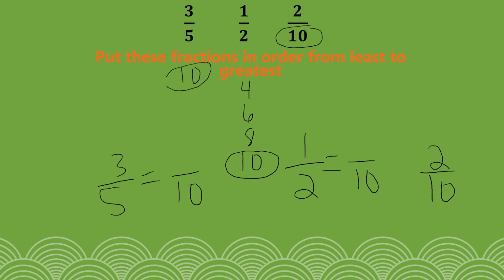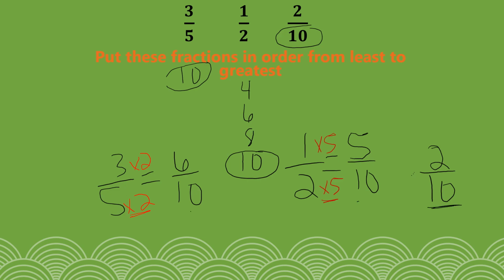Okay, so looking at 3/5, how did you make 5 become 10? 5 times 2. What you do at the bottom, you do to the top. 3 times 2, 6. Okay, then 1/2. My 2, what did you multiply 2 by to get 10? 2 times 5. What you do at the bottom, you do to the top. So 1 times 5 is 5. Again, I don't have to do anything to 2/10 because it already had a 10.